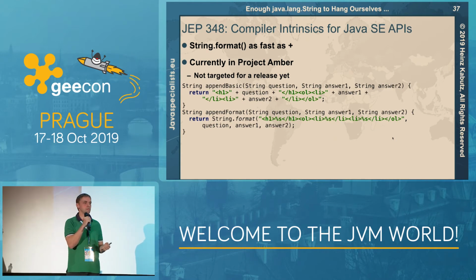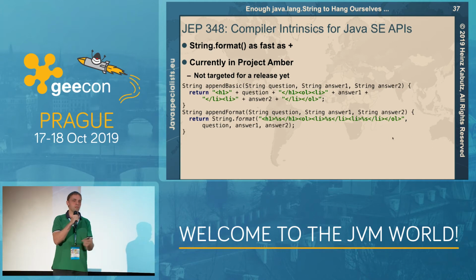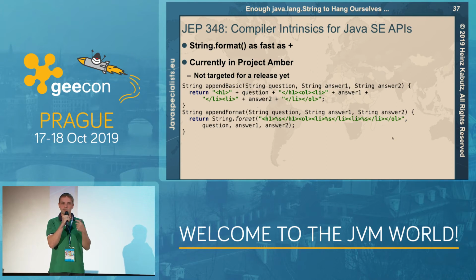Let's say string format is one candidate. Can we use invokedynamic there? What about Objects.hashCode? Objects.hashCode has exactly the same problem. There is a dynamic array, varargs, same issue with primitives and stuff.